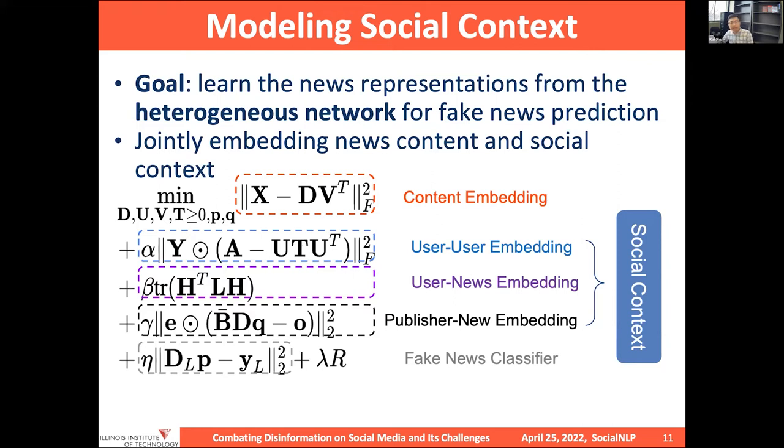And then social context embedding includes three parts. The user-user embedding tries to learn the relation from the social relation, as we just described in the earlier slide. We also have this user-news embedding and the publisher-news embedding. Essentially, we take the relation as a matrix, and then we factorize this matrix in the proper way, and then try to jointly learn the representation of the news through this joint learning process. Okay, and then obviously we have a fake news classifier as defined here, which is a linear function that tries to map the representation of the news to the final label of the news. Okay, so this is the overall framework that we have built.